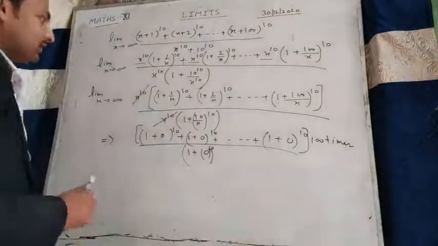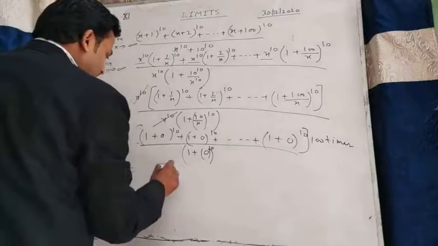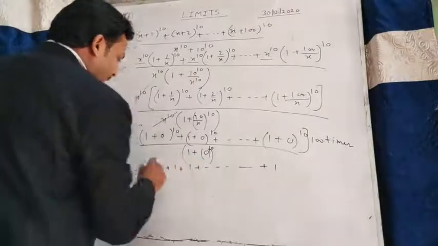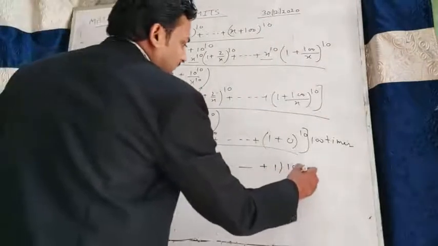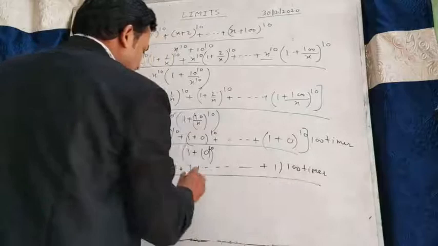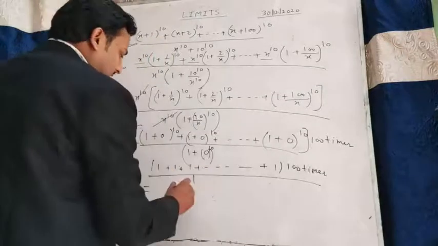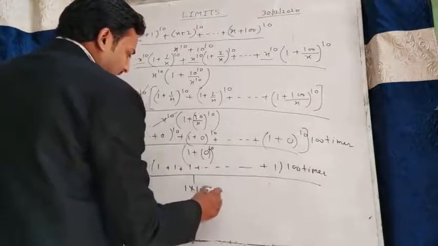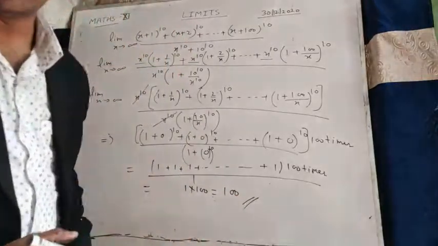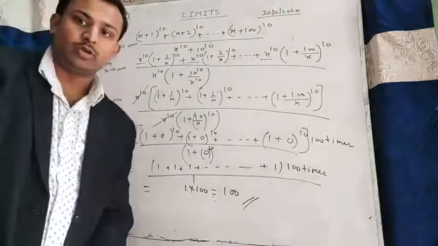Okay, student. So this is 1 plus 1 plus 1, dot dot dot, plus 1. How many times, student? 100 times we can write. Okay, and this is divided by 1. So we can write 1 into 100, which is 100. So it will be our required result. I hope you understand, students.